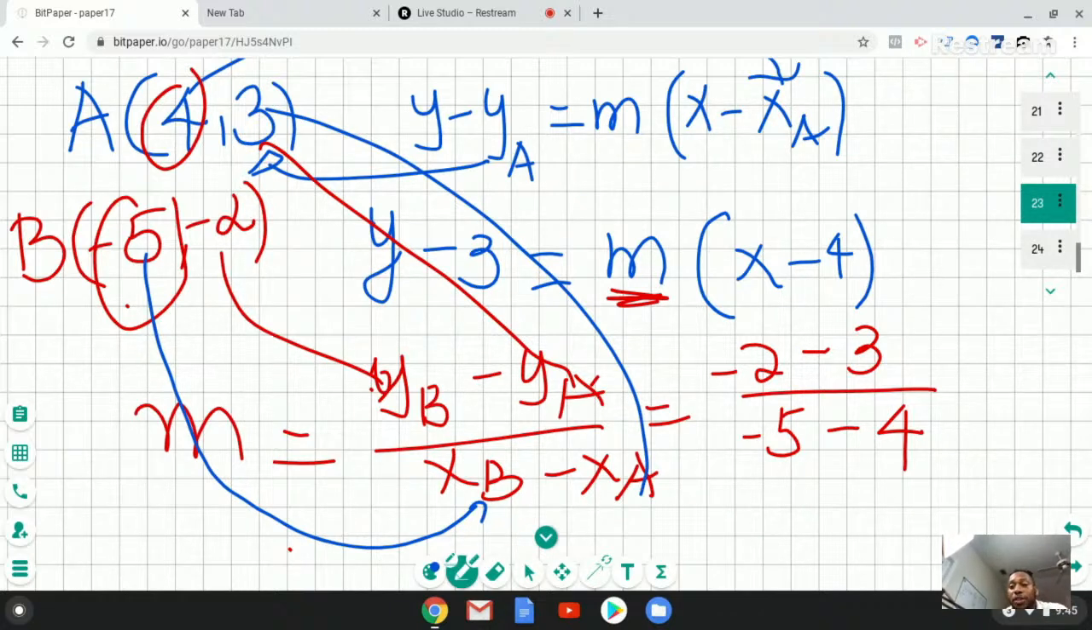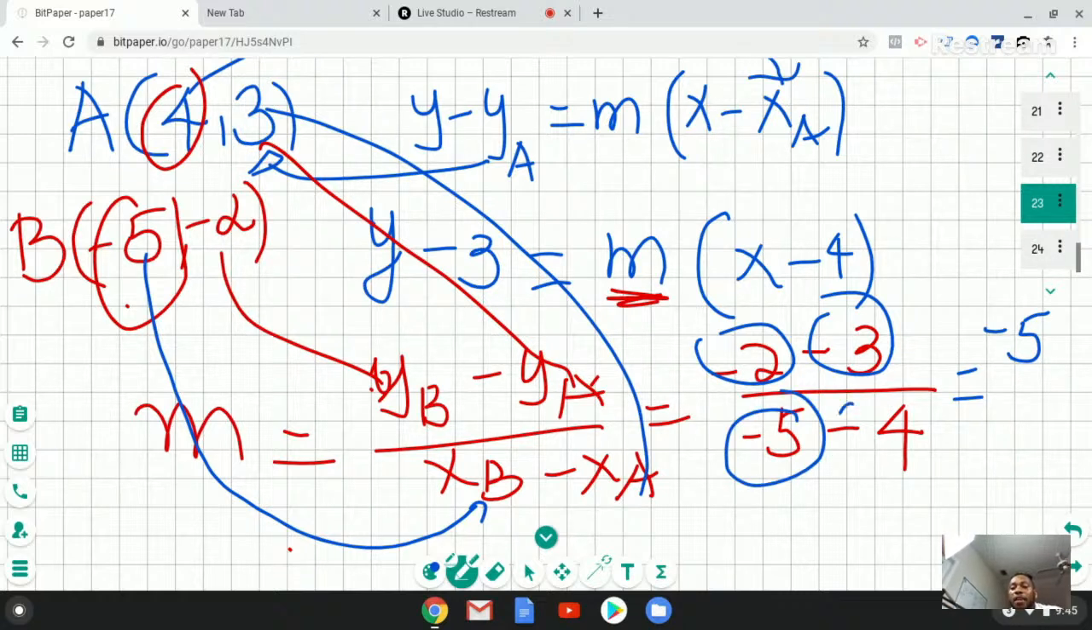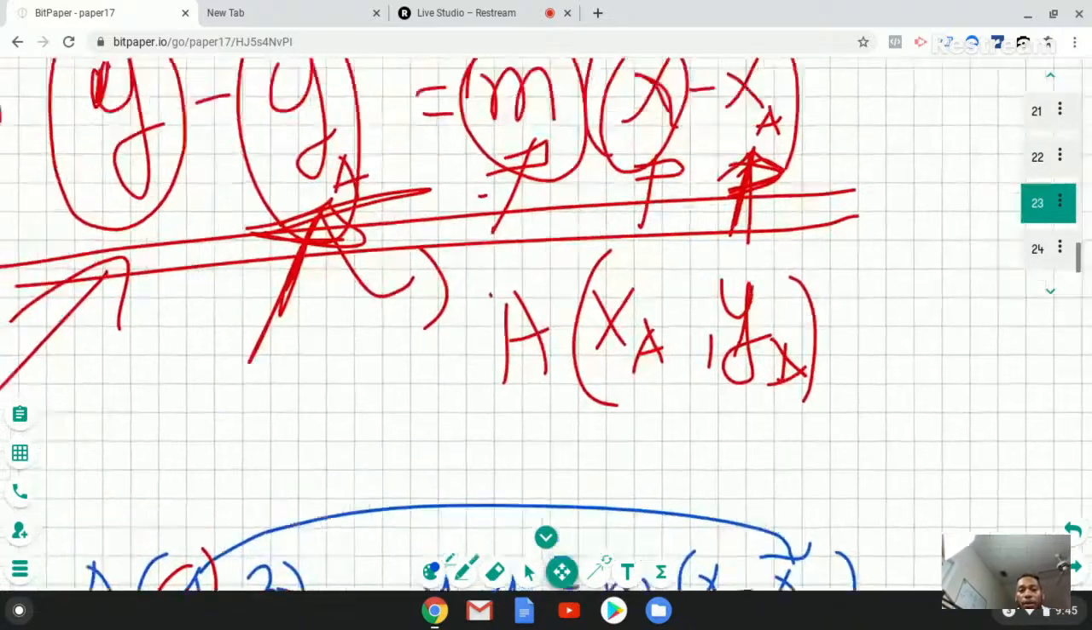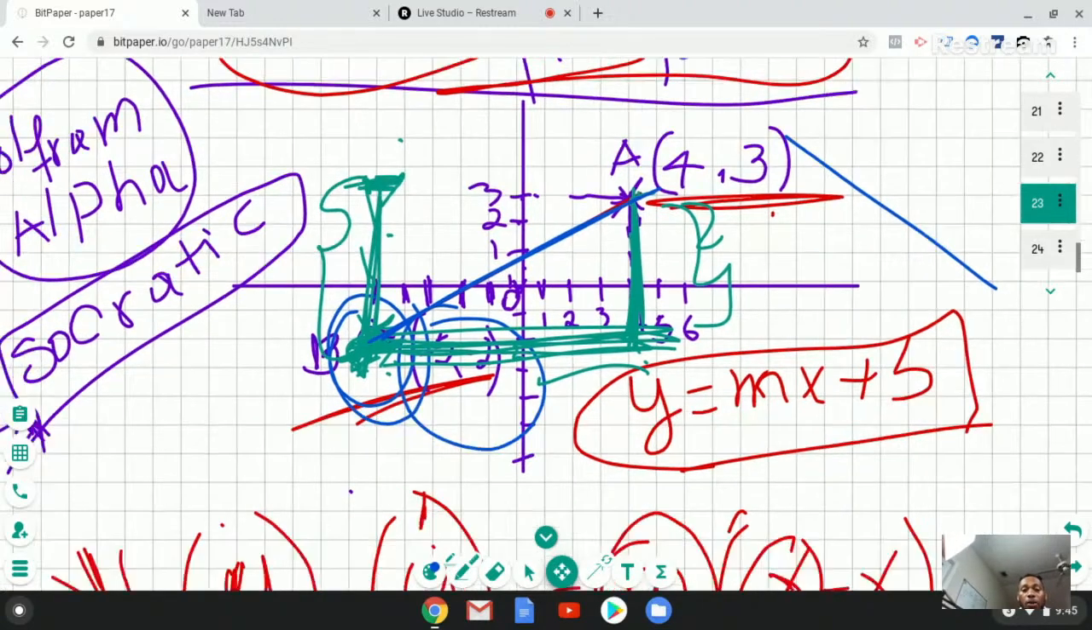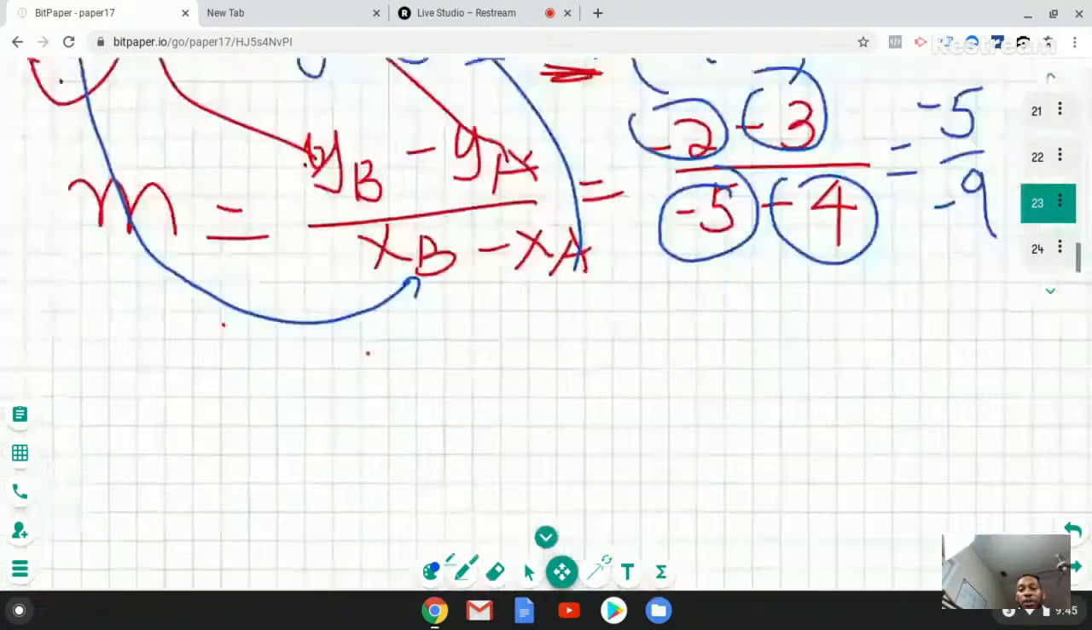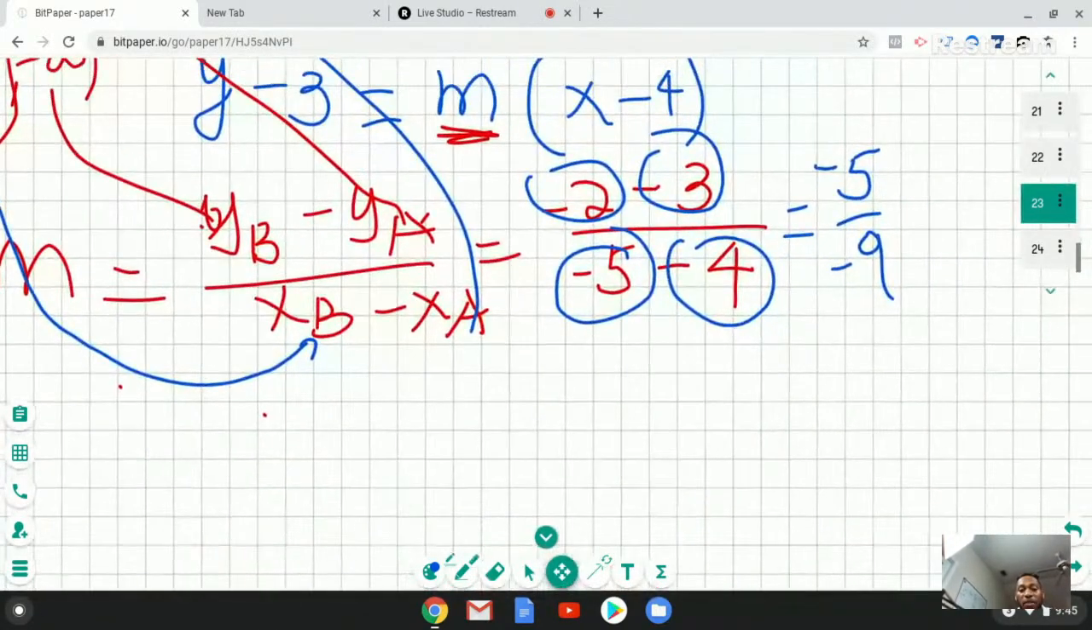So now all we have to do is just solve this, right? What's -2 minus 3? That's -5. And -5 minus 4, that's -9, right? And the slope is a positive slope, as you could see in the picture, because it goes this way. It didn't go that way, that would make it a negative slope. So it goes this way. That means a positive slope of 5 over 9, because when you simplify this, it gives you 5 divided by 9.